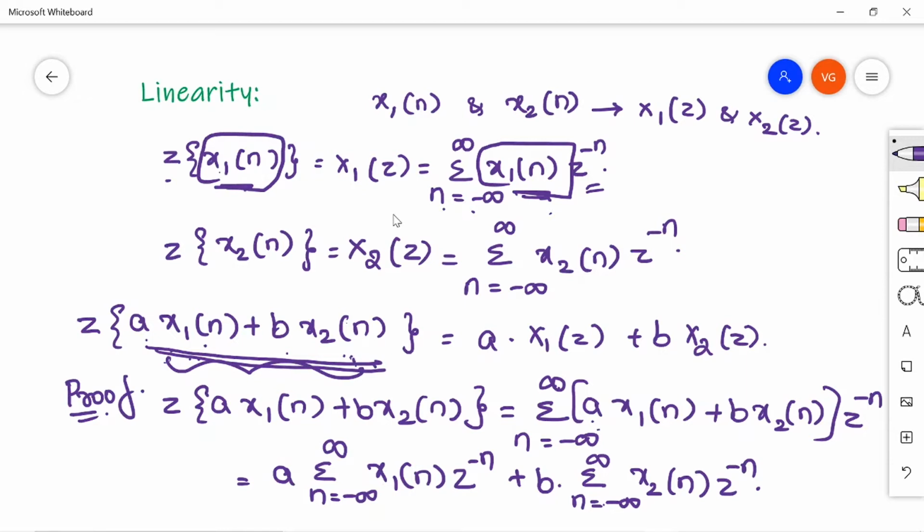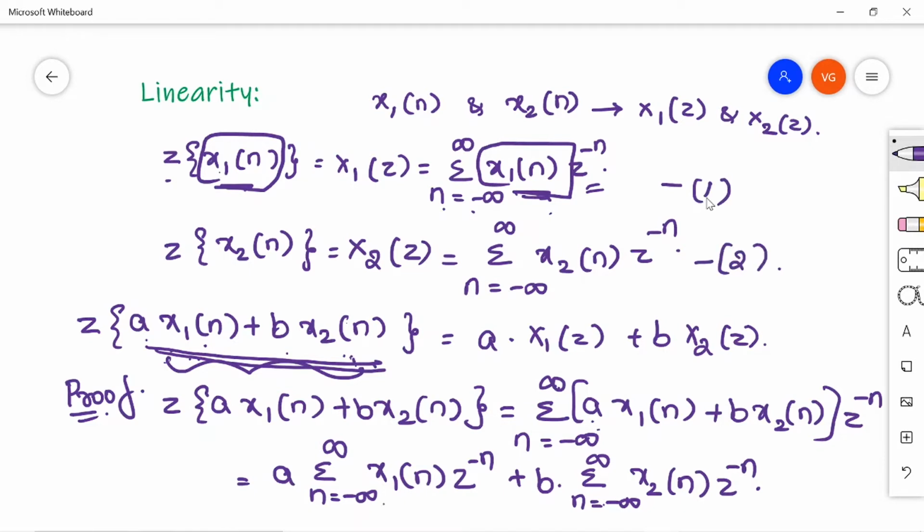Now if you see here, Z transform of x1 of n is defined as sigma, n running from minus infinity to infinity, x1 of n z power minus n. See, this is nothing but this one, right? So let us call these equation 1 and equation 2.